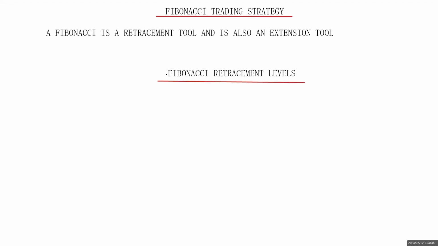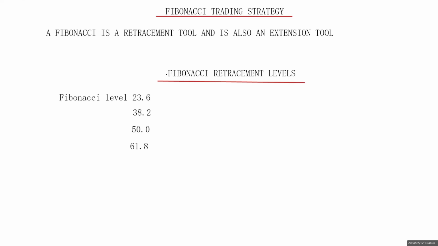We have the Fibonacci level 23.6, we have the 38.2, we have the 50.0, and the king of them all, we have the 61.8. Okay, so now the question is, why is the Fibonacci 61.8 the king of them all?